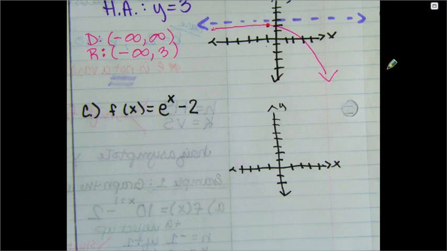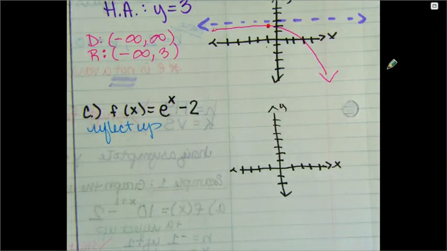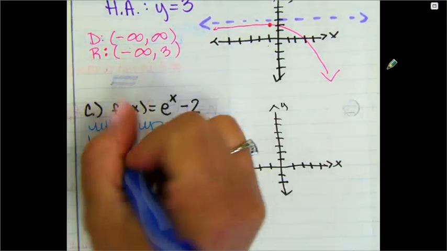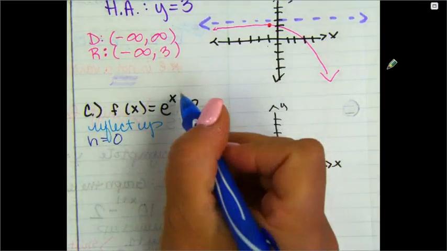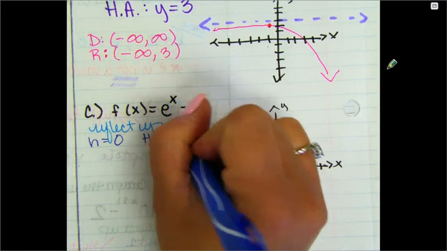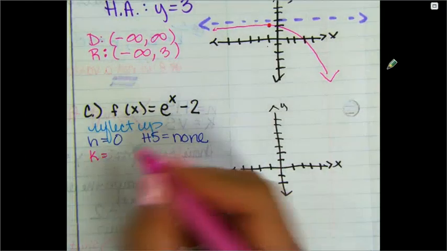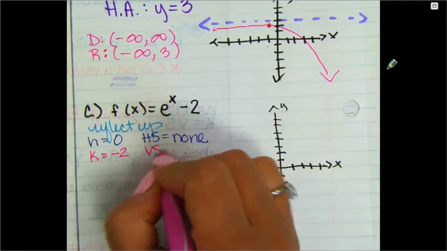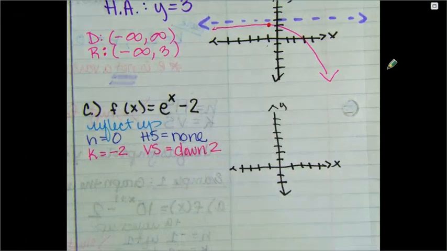All right, let's start out with basics. Joey, is it reflect up or reflect down? Reflect up. Thank you, Joey. Diane, your h is what? 0. How do we know it's 0? Because there's nothing there. So what's your horizontal shift? None. Good. Victor, what's your k? -2. Vertical shift of what? Down 2. I just wrote HS and VS.